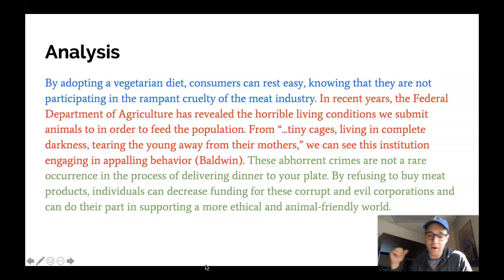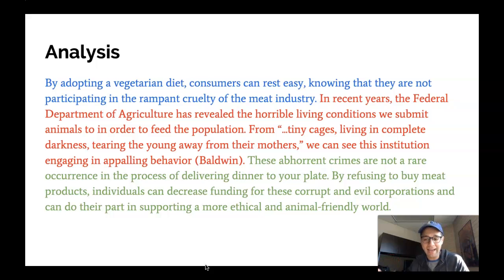So once again, we have the argument, topic sentence. By adopting a vegetarian diet, consumers can rest easy knowing that they are not participating in the rampant cruelty of the meat industry. Now, let's back it up with evidence. In recent years, the Federal Department of Agriculture has revealed the horrible living conditions we submit animals to in order to feed the population. From tiny cages, living in complete darkness, tearing the young away from their mothers, we can see this institution engaging in appalling behavior.